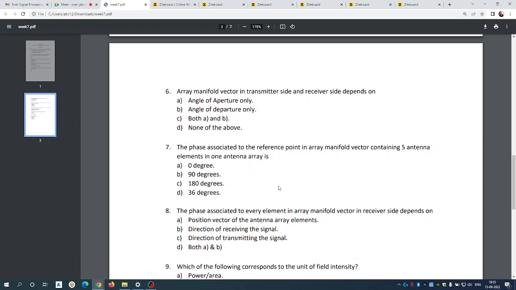So the question is related to the receiver side array manifold vector. It has no dependency on the direction of the transmitting side signal, because if there is a reflector, the transmitter signal will be reflected by the reflector, and at what angle it will be reflected nobody knows. So the direction of the receiving signal will definitely matter, and the position vector of the array elements will also matter. So why does it depend on these two factors? Let me write the equation here.